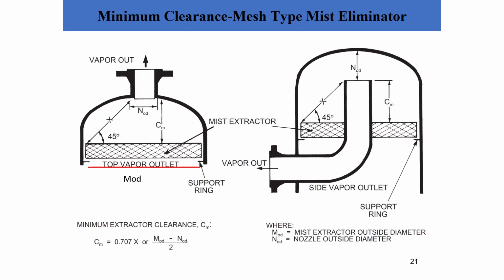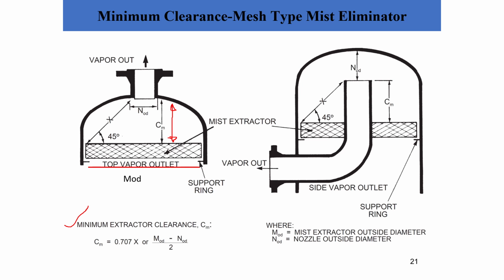And now the last thing is to look at the configuration, or where's the exact location of the Demister or the mesh inside the separator. Normally we are looking at something called minimum extractor clearance, which is this distance from the top of the Demister to the outlet of the gas.